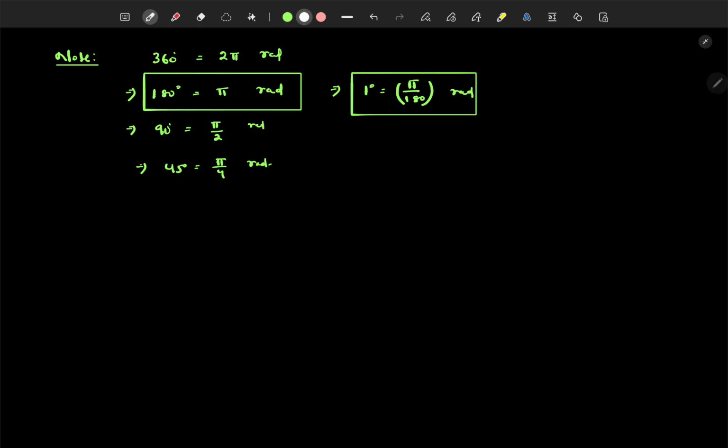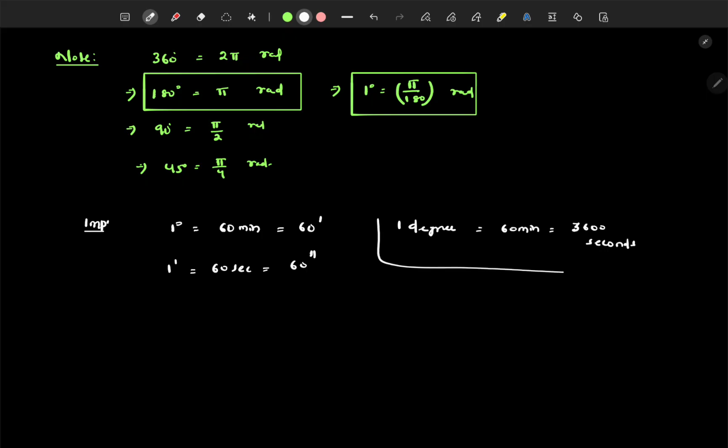Yes, another relation is there. What is that? An important relation, degree, minute and second relation. So 1 degree is equal to 60 minutes. And remember 1 minute is equal to 60 seconds. In notation you have to write it like this. And 1 degree is equal to 60 minutes is equal to 3600 seconds. Okay, these are some useful conversions.